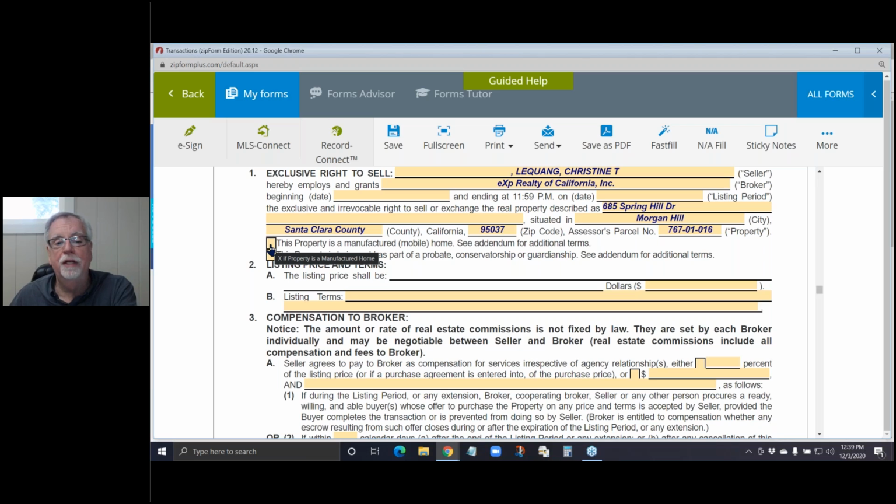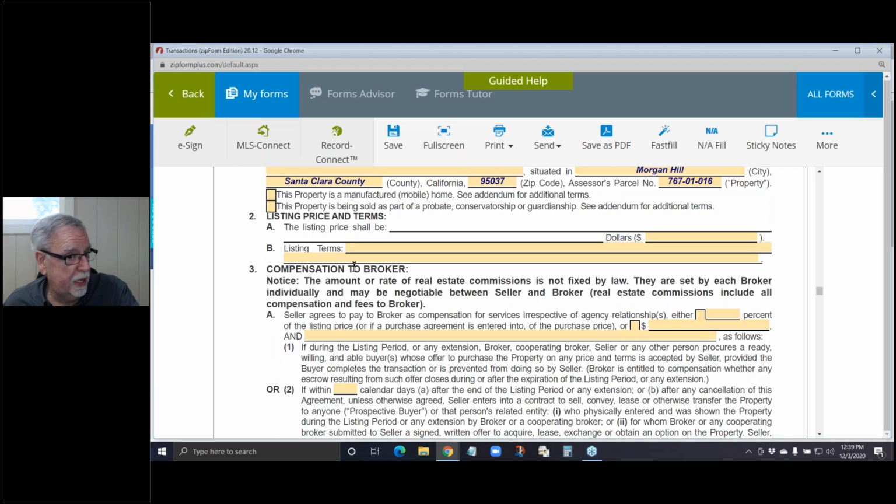If this were a manufactured home, we would check the box. At one point, there was a separate listing agreement. But one of the things you'll notice about the California Association of Realtors, if you look at every version of their listing agreement, you'll see that they're about 90% the same, right? Even the commercial ones have a lot of the same words. So if it were a manufactured home, we would check the box, and it would load an addendum. If it's a probate, conservatorship, or guardianship, and we click that box, it would then load an addendum. It used to be, in the old days, a completely different agreement.